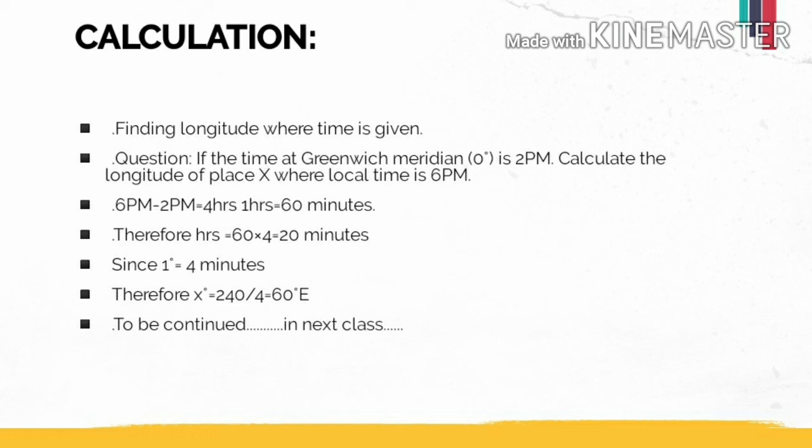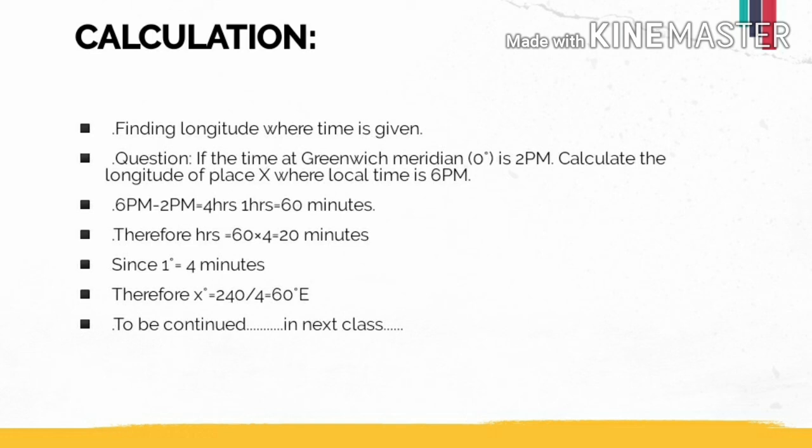If the time at 0 degree was 6 p.m. and at x degree it was 2 p.m., then we should have written west. But here we have to write east because the time at the 0 degree, that is Greenwich meridian, is before the time at the x longitude. If you do not understand, girls, please write to my personal WhatsApp number. I'll try to explain it further in the next class.